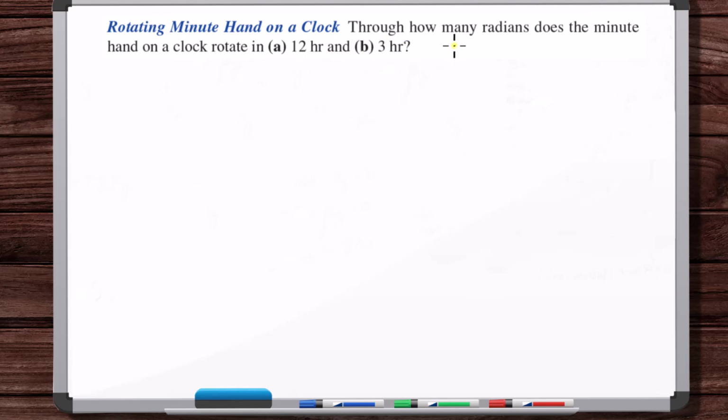Okay, through how many radians does the minute hand, so now they're asking us about the minute hand, previously it was the hour hand. How many rotations does the minute hand go through in 12 hours? Well, for every hour, the minute hand does a full rotation. So it's 12 full rotations. So what is 12 times 2 pi? That's 24 pi radians. For about 3 hours, that's 3 full rotations. 3 times 2 pi, that's 6 pi.